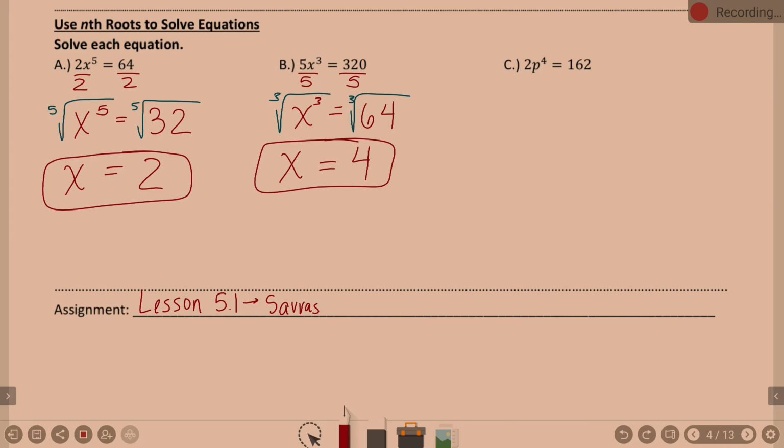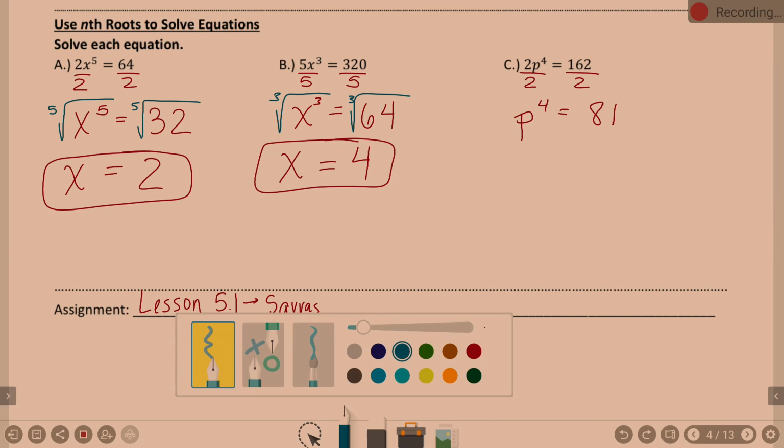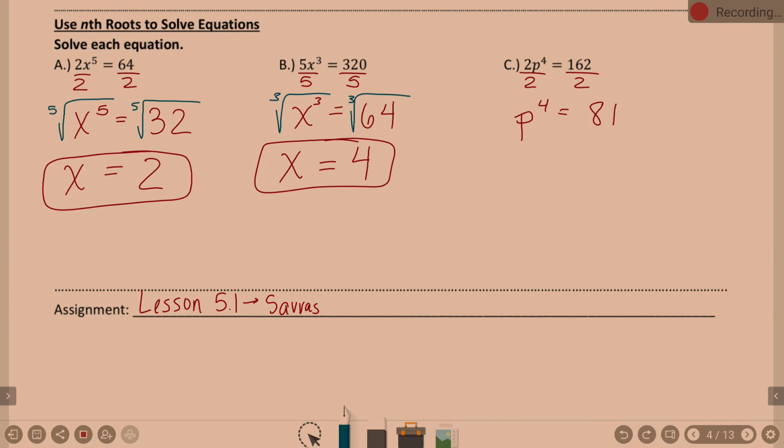Okay, one last one. There's a catch on this one. If it's 2p to the 4th, how do we get p to the 4th by itself? Divided by 2. P to the 4th equals 81. Okay, same old, same old. How do you get rid of a fourth power? We're going to take the fourth root. What's the fourth root of p to the fourth? P. What's the fourth root of 81? 3. And negative. Plus or minus 3.